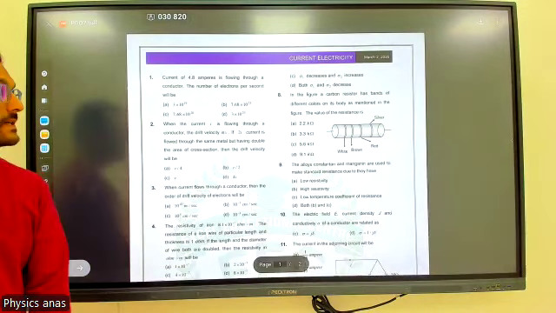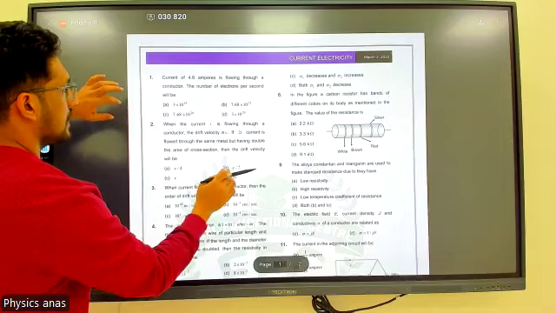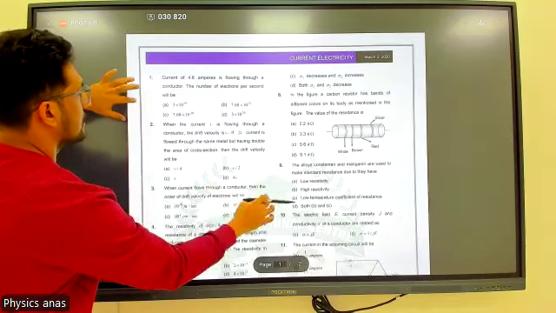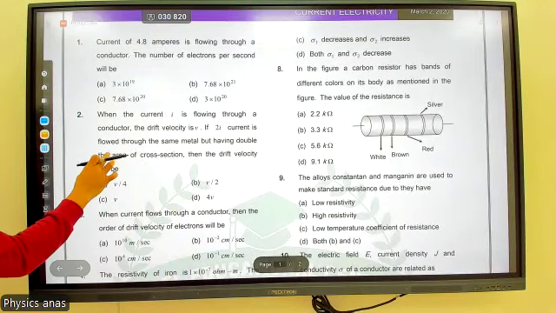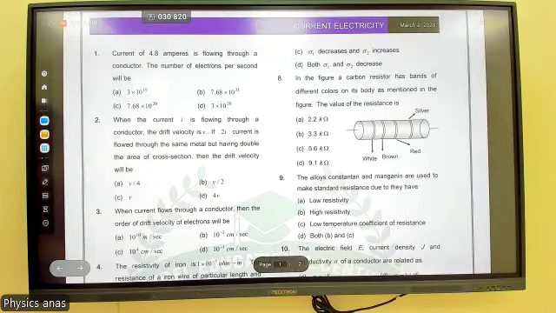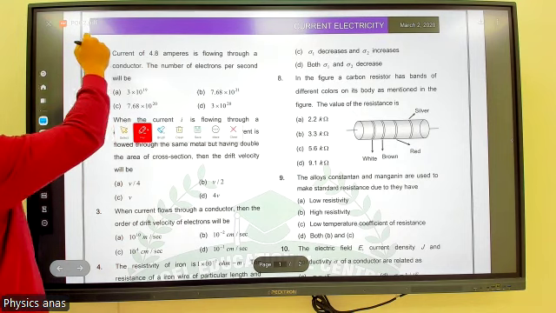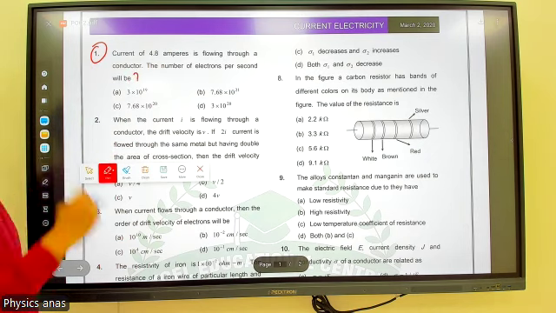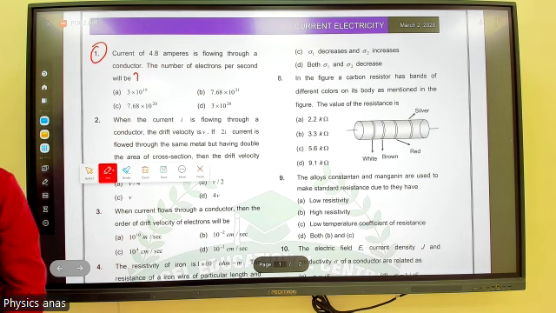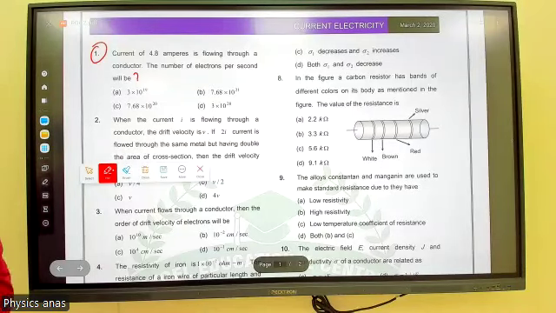See the MCQs. First one. A current of 4.8 ampere is flowing through a conductor. The number of electrons per second will be found. We are using quantization of electric charge here. You can use quantization of electric charge to find the value.